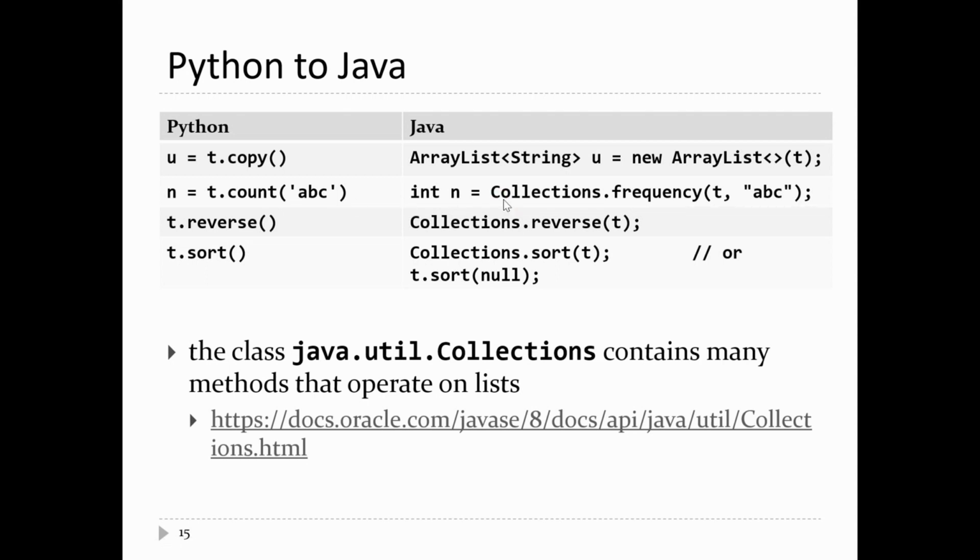There's a class called Collections in Java. The Collections class contains many methods that will operate on lists, among other things. One of the methods is called frequency. So the frequency method will count the number of times 'abc' appears in the list t.